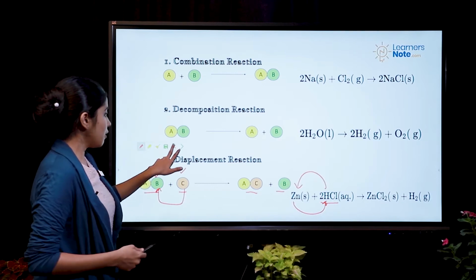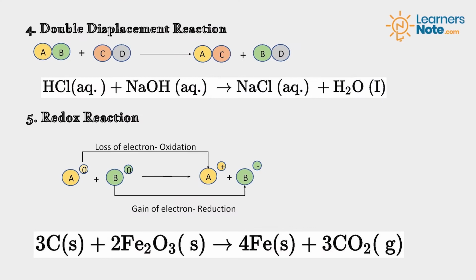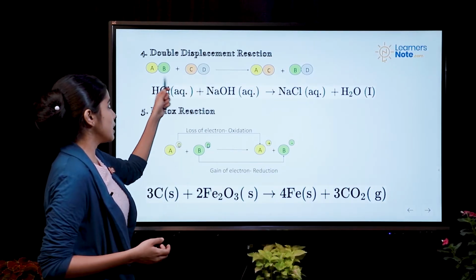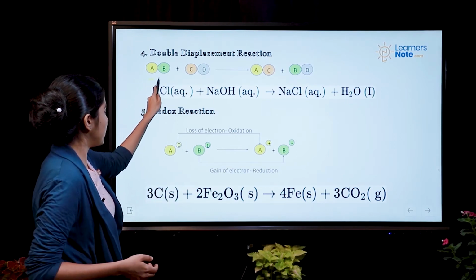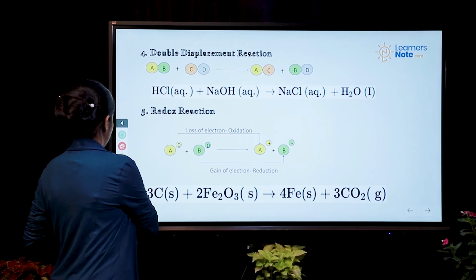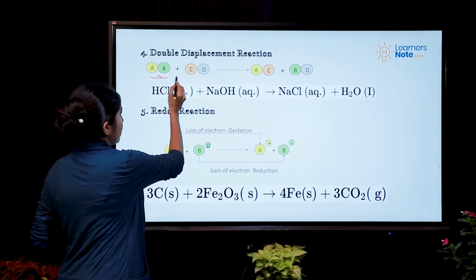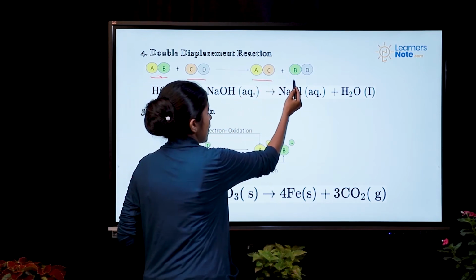Now you have the next reaction, which is double displacement reaction. In double displacement reaction, you have two displacements taking place. In other words, there is an exchange of ions taking place. You can see the reaction here: reactants AB and CD, and products AC and BD.